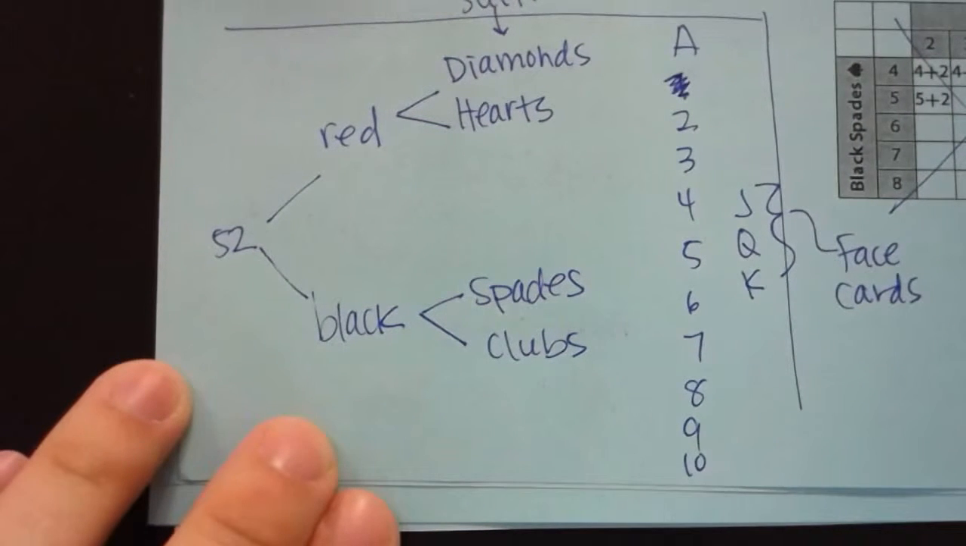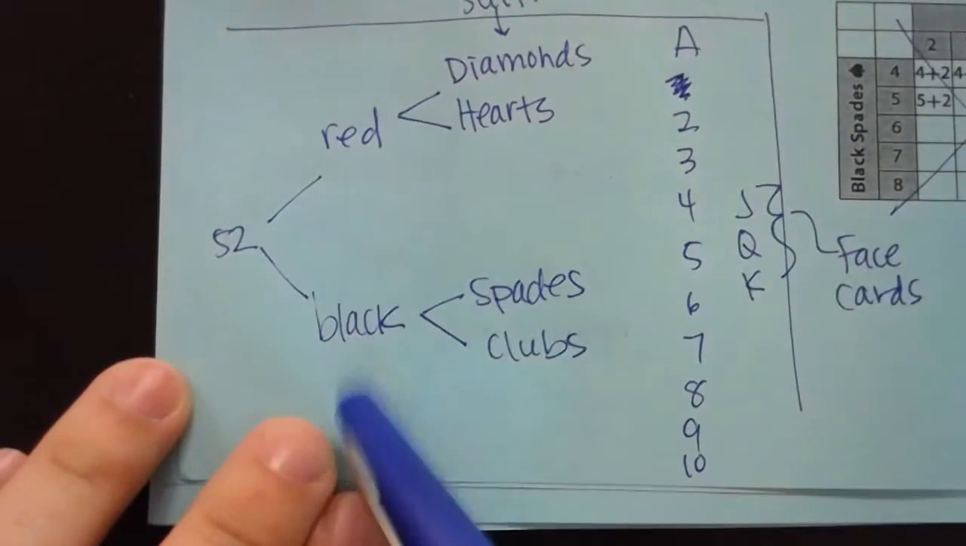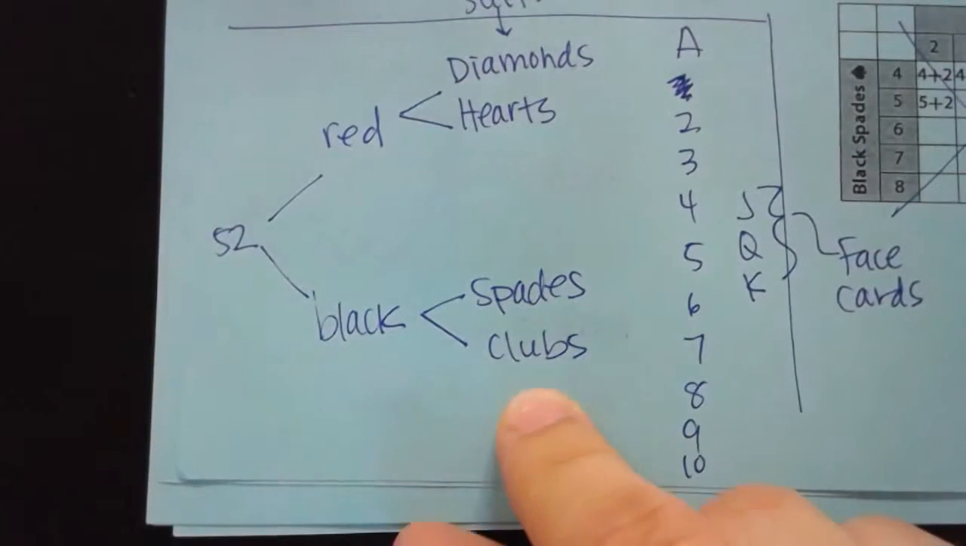So, probability of drawing a red card would be what? Probability of drawing a red card. 26 out of the 52, right? 1 out of 2. Half of them are red. Probability of drawing a club. A fourth of them, right? So there's 13. 1/4 of the cards should be clubs.